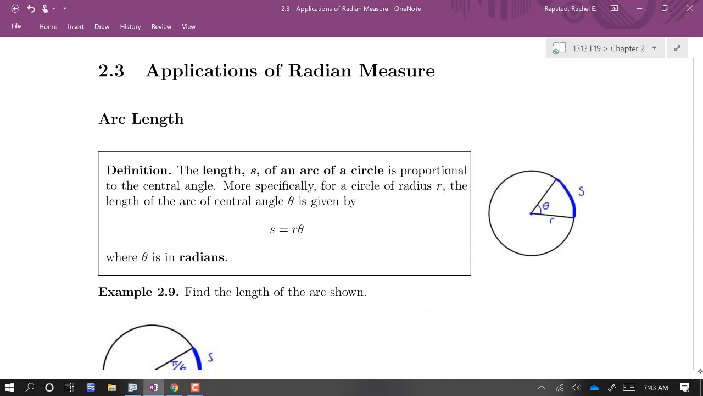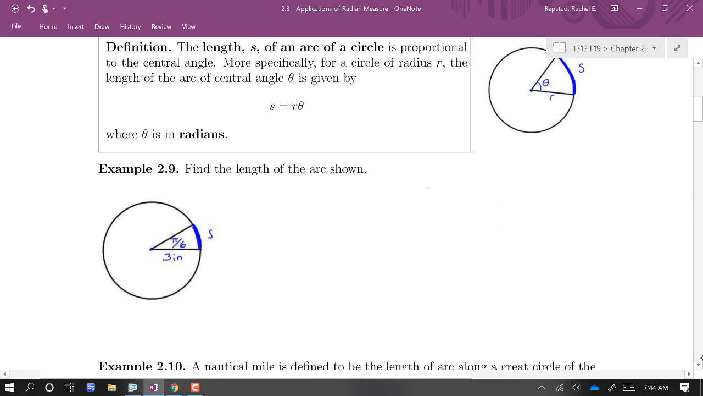So if we have a circle of radius r, and this central angle, theta, then the measure of this arc, which we're calling s, is given by r times theta, as long as theta is measured in radians. So here, if I want to find the length of this arc, the radius is 3 inches, the angle is pi over 6 radians, and so we start with our formula, s equals r theta, that's 3 inches times pi over 6.